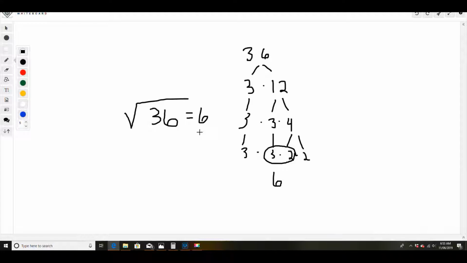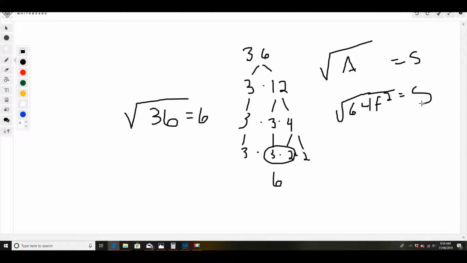Factoring, look at the example at the bottom. It says find the length of the side of a square with an area of 64 square feet. So you would write your little formula: the area equals the side squared. And it tells us that the area is 64 square feet equals S squared.